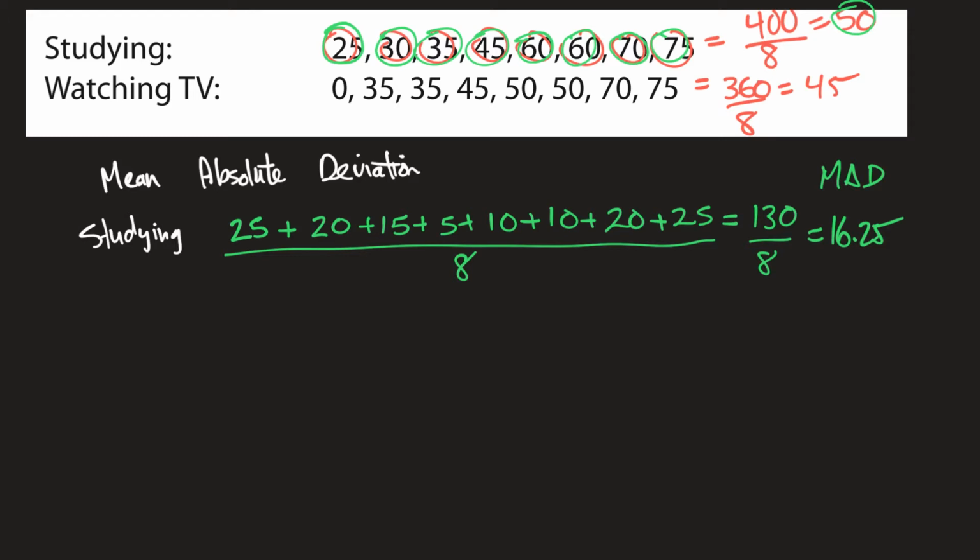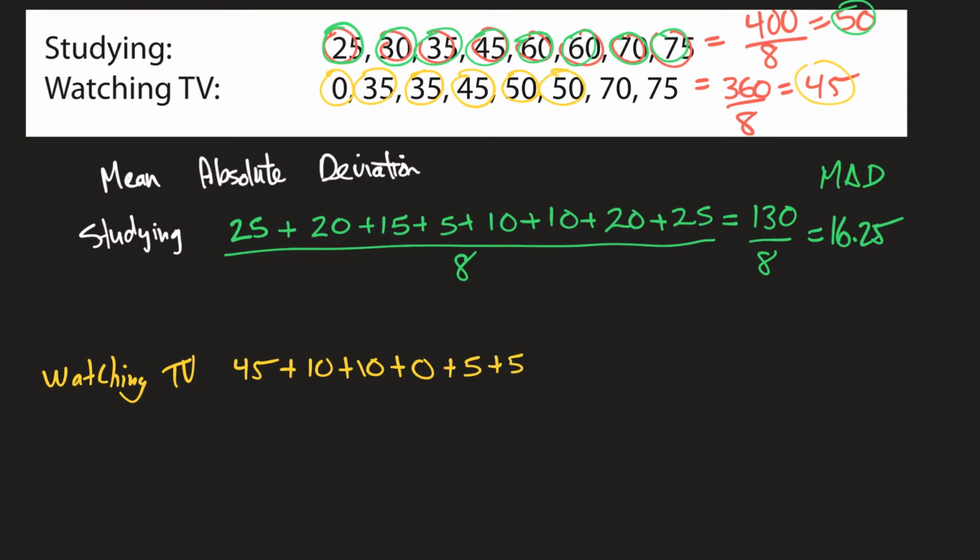So we'll now do watching TV. I'll do that in yellow. So now we're going to compare 0 to 45. And that difference is 45. And 35 to 45, that is 10. 35 to 45 again, that's 10. And 45 to 45, well, that deviation is 0. 50 to 45, the deviation is 5. That is again 5. And this is 25.